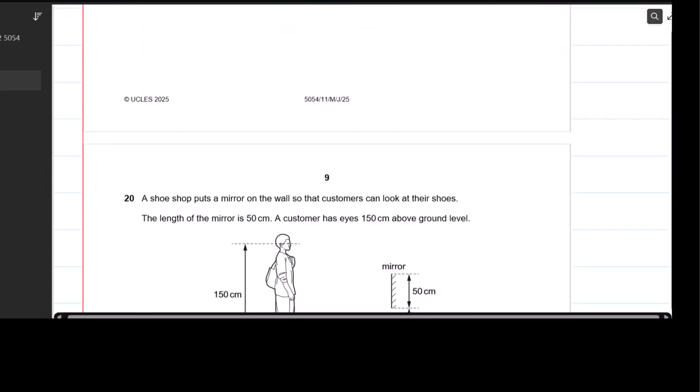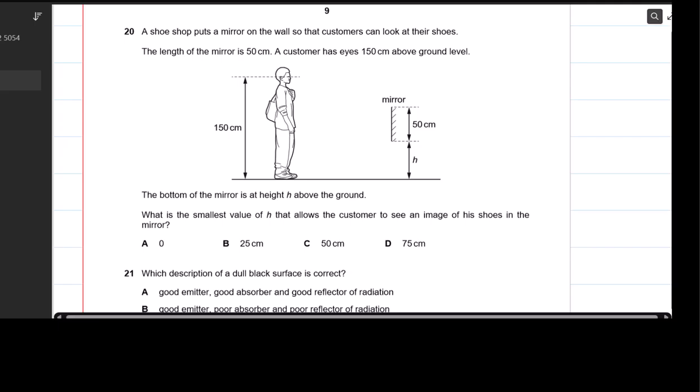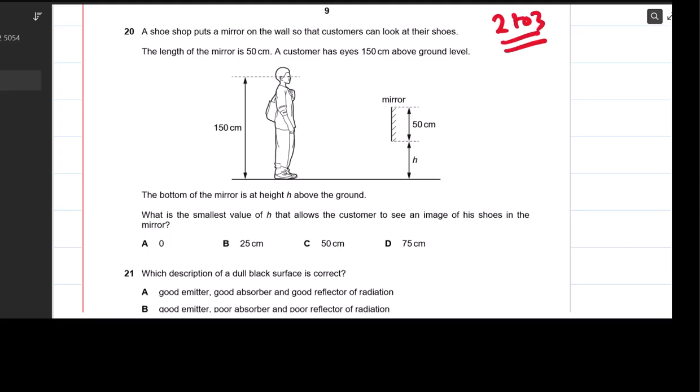Moving to question 20, a very important question, and it has come 2 to 3 times before in this paper. So you can see a shoe shop puts a mirror on the wall so that the customer can look at their shoes. The length of the mirror is 50 centimeters. The customer has eyes 150 centimeters above the ground level, somewhere at this level.